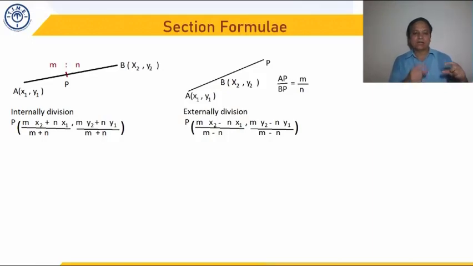Internal division formula had a plus sign in between. External division has a minus sign. Now whenever we are solving, assuming an internal division, and the ratio comes out to be negative, that implies this is the case of external division. If the ratio comes out to be positive, it's a case of internal division. You'll be seeing this when we are solving questions.